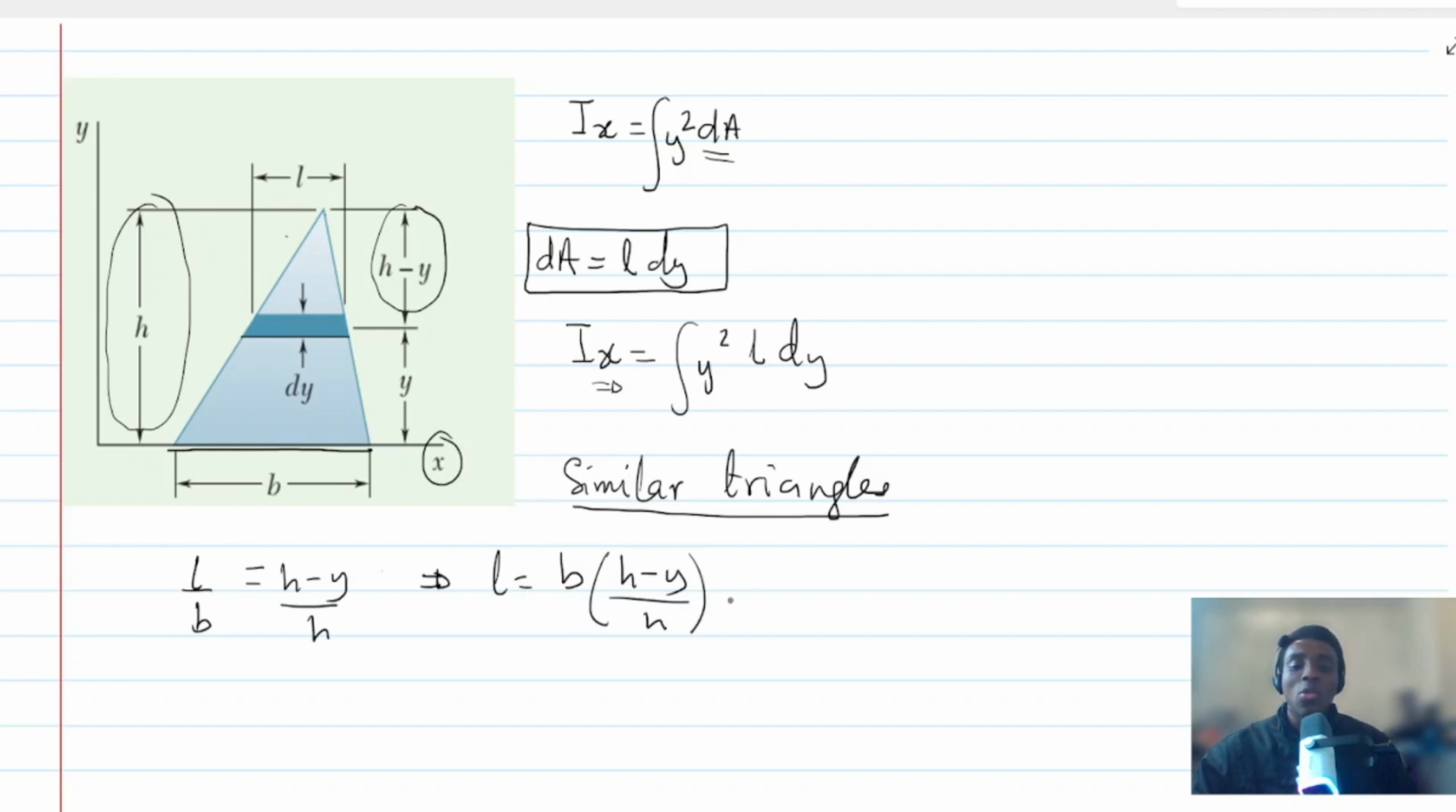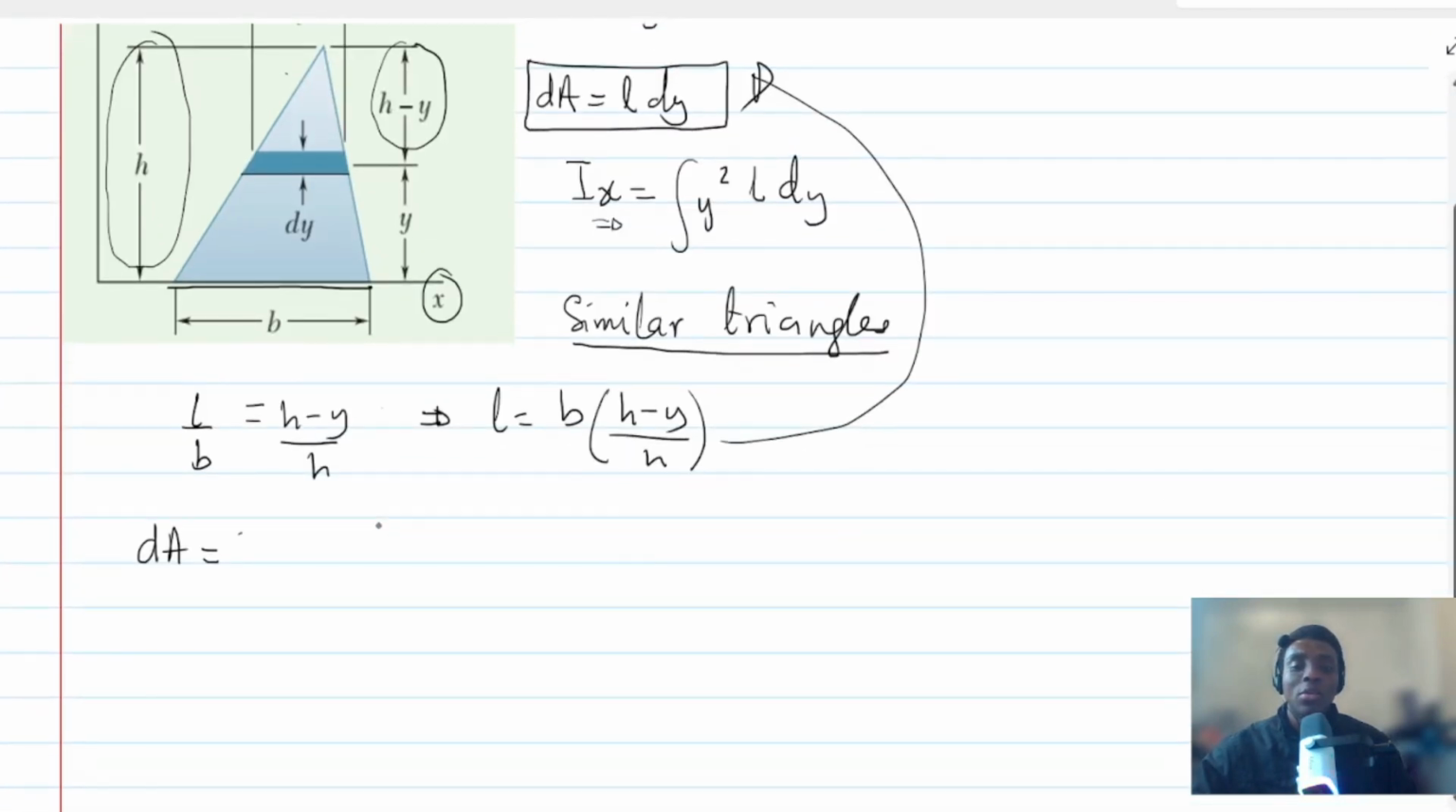After doing this, we go back and put this into this formula here. Then we can say that dA is going to be L dy, but then what is L? Now we know that L is B times H minus Y divided by H, and then we multiply this by dy. So the whole of this is L, and we are just multiplying L by dy.